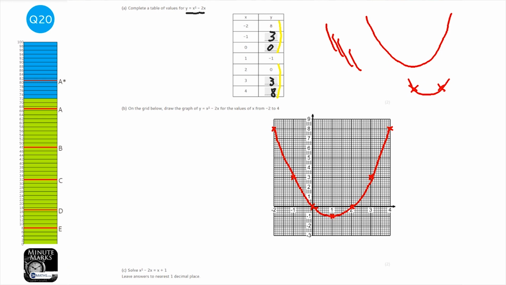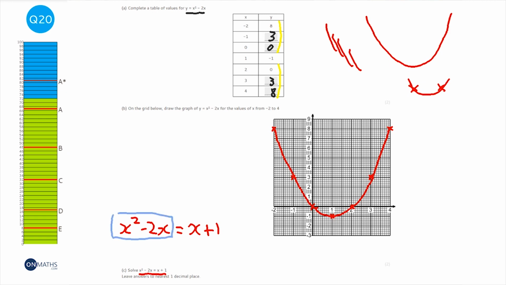Okay, the last question says to solve this little equation here, which says x squared minus 2x equals x plus 1. Now you might notice that the left hand side of this we've just plotted. The right hand side of it, well, we haven't got that. So what you need to do is just plot the right hand side equation. So we want to plot y equals x plus 1.